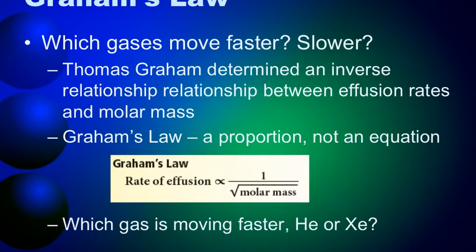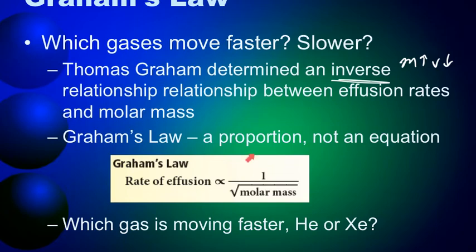So how is this useful? Which gases move faster, which ones move slower? Thomas Graham determined an inverse relationship between effusion rates and molar masses. So it's an inverse relationship, right? Meaning as molar mass goes up, velocity would go down. It means that the heavier something is, the slower it moves. The lighter something is, the faster it moves. So lighter gases move faster, heavier gases move slower.